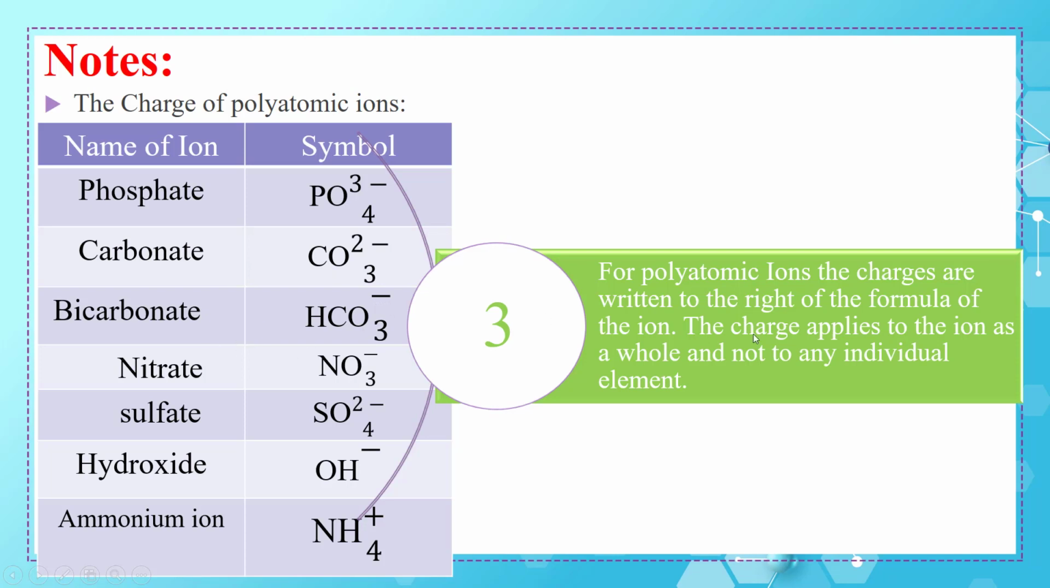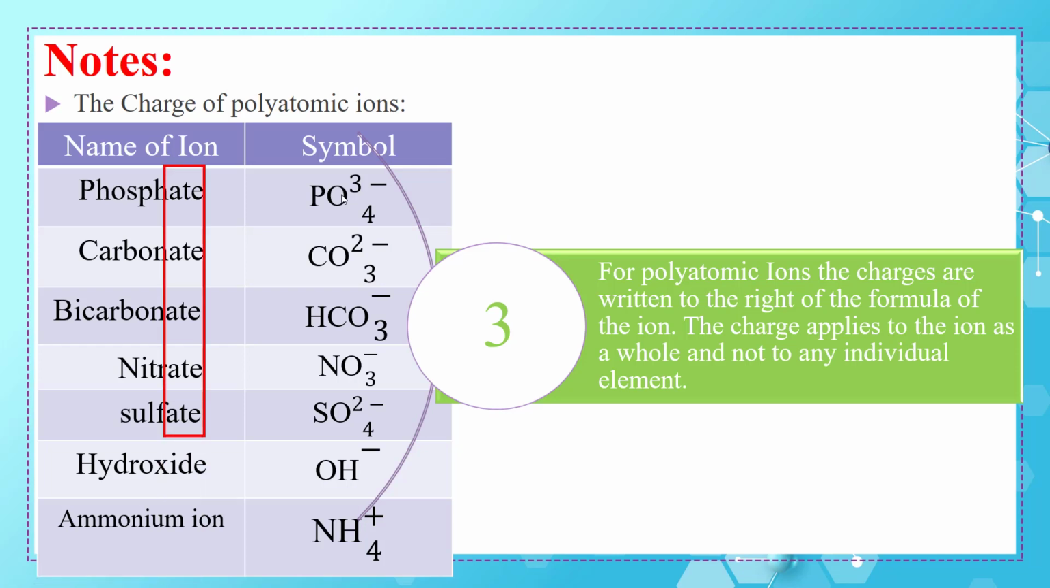So this charge applies to the ion as a whole and not to any individual element. When you see a polyatomic ion, as you see in this table, these charges are for the whole polyatomic ion, not for a specific atom in the ion. For example, here I have PO4 3-. This 3- charge is for the whole ion, not for P alone or for the oxygen atoms alone.